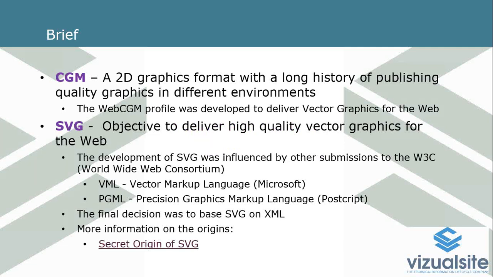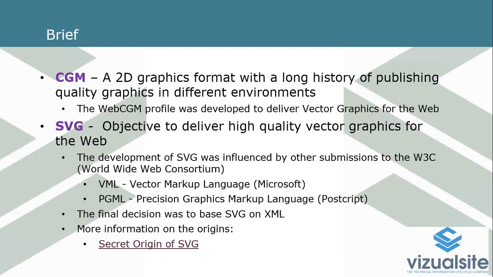I wouldn't like to say how many years ago, but the Web CGM profile of CGM was created for delivering on the web. So I'm trying to draw a comparison there with SVG, which was really designed for web delivery. So CGM has a profile called Web CGM, which is designed to deliver to the web. SVG, that was its objective for a vector format on the web. And you can look at more of the history in there. There's a link at the bottom which you'll be able to follow after the presentation when we send the slides out, which is the secret origin of SVG.